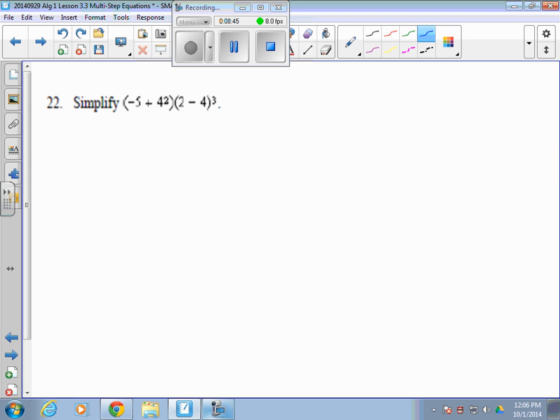22, simplify this one. Do the inside parentheses first. 4 squared is 4 times 4, which is 16. Negative 5 plus 16 times 2 minus 4 is going to be negative 2 cubed.